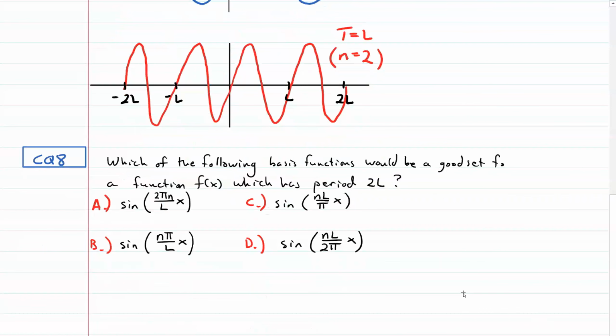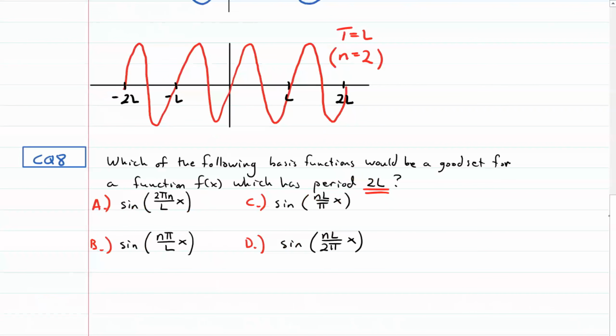So just based on that, can you guess, so that's what this clicker question is about, which of these would be a good set of basis functions to use for my Fourier series if the function f of x, which I'm writing the Fourier series for, has period of 2L? You should pause the video and see if you can decide which one of those would be the best choice for the set of basis functions that I would use to describe this function which has period of 2L.